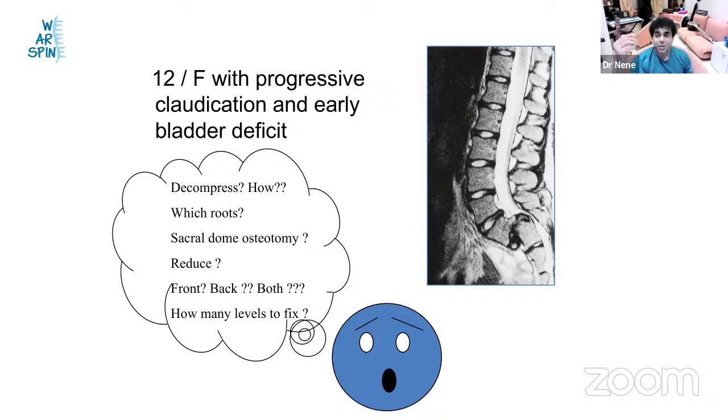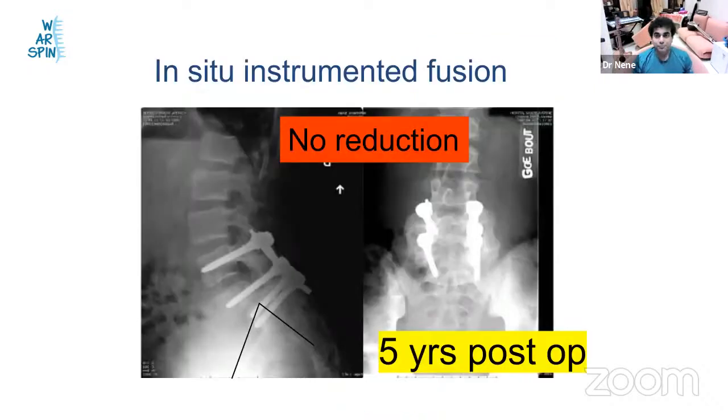So anyway, these are the questions that come to mind. You don't know how to treat it and you know what the plan is. And there's an easy option of just putting in plate screws, decompressing and getting away. And as you can see in this case, it's a 5-year post-op. You can see solid fusion on the sides. So why would you want to then mess around with reduction, etc.? And that's where this classification comes in.